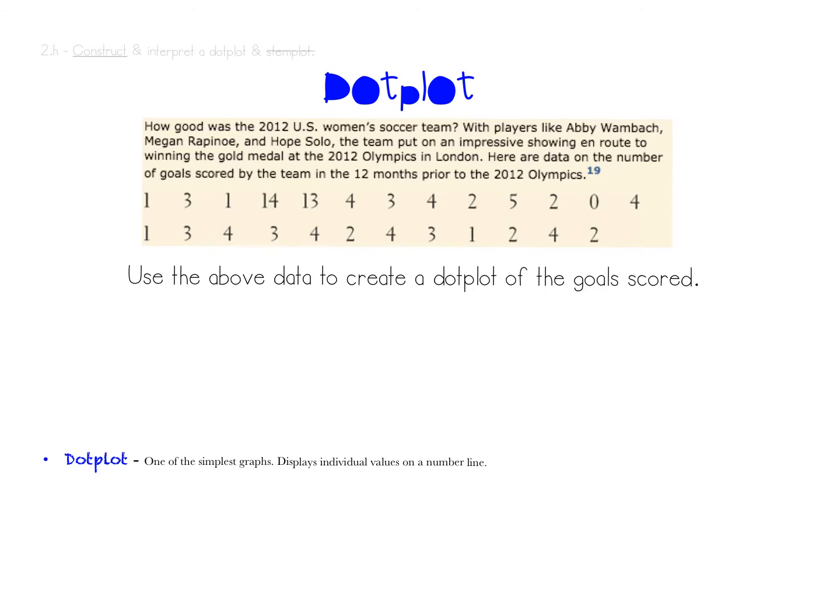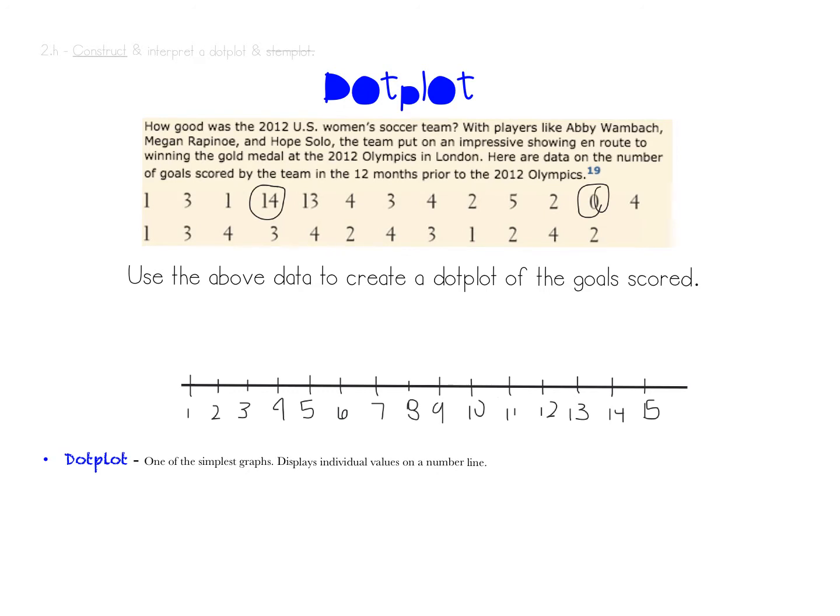So we're going to make a dot plot of this information, which is the number of goals scored by the U.S. women's soccer team in the 12 months prior to the 2012 Olympics. So the first thing that I need when I'm creating a dot plot is a number line. Alright, and then I need to look at my lowest number and my highest number. So I see that my lowest number is 0, and my highest number is 14. So my number line needs to go from 0 to 14 evenly spaced. Alright, so once I have my number line evenly spaced out, I simply put dots where the different data points fall.